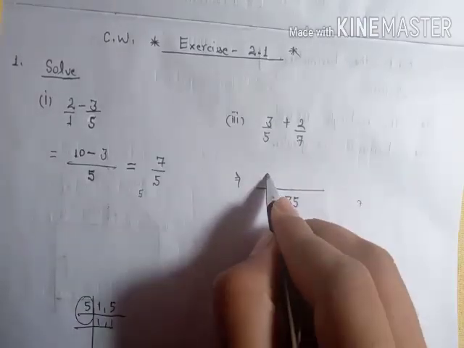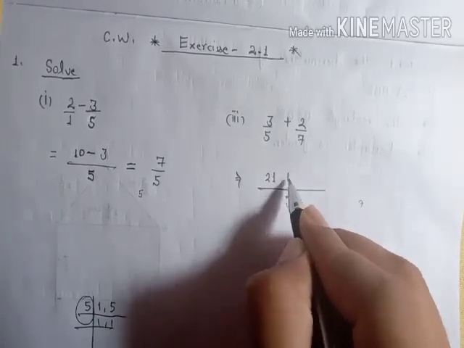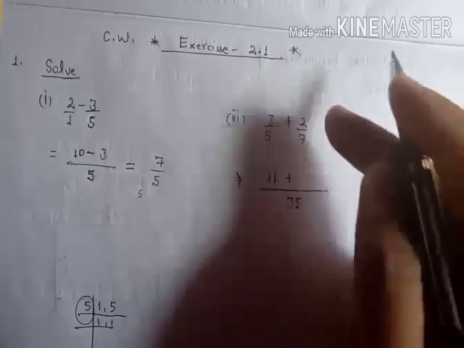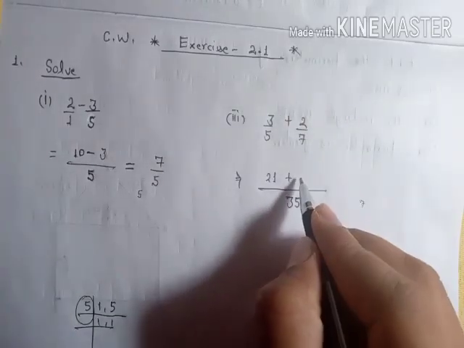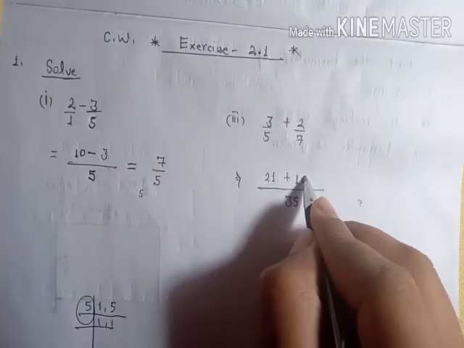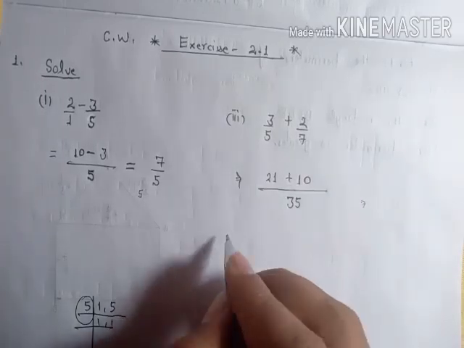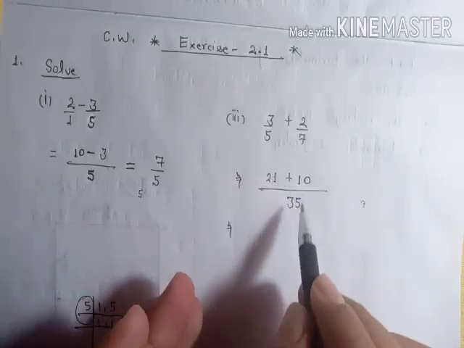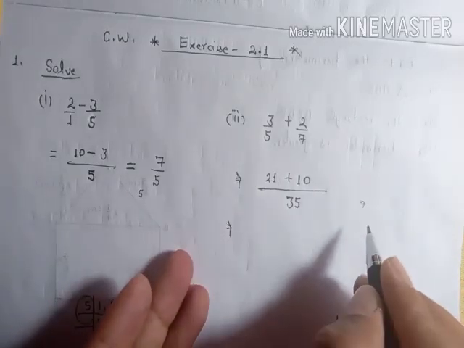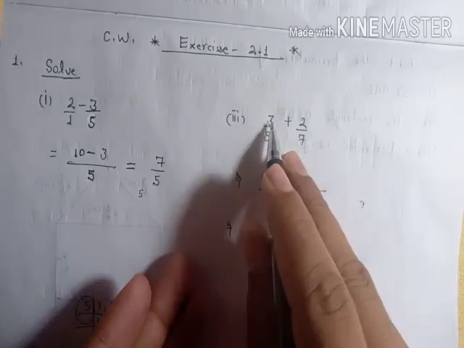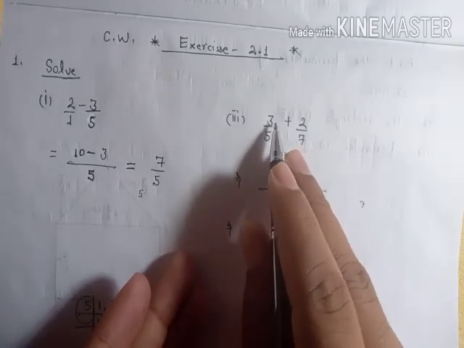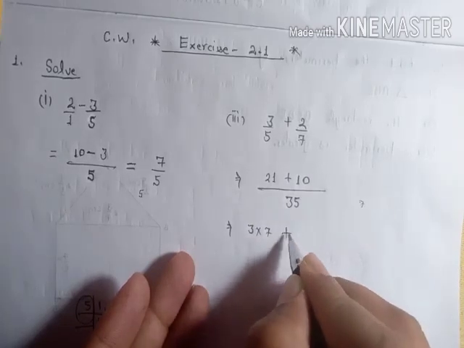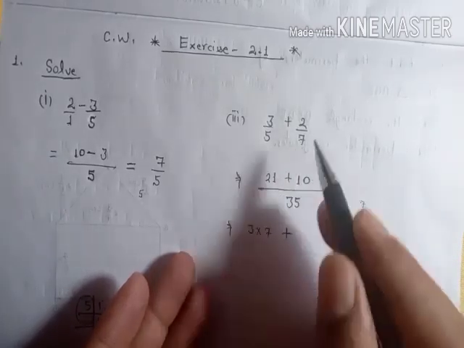7 threes are 21, write it here, and plus 7 fives are 35. Now 5 is the quotient, and multiply this 2 by 5, that is 5 twos are 10. If you can't understand the process, I can explain to you how it happened. When you divide this 35 by 5, you will get 7 as a quotient, and multiply this 3, the numerator of this fraction, by 7. So 3 into 7, and plus 7 fives are 35, 5 twos are 10.